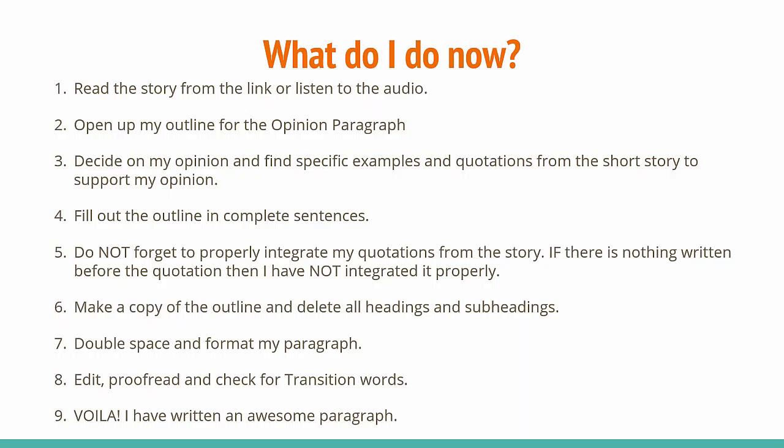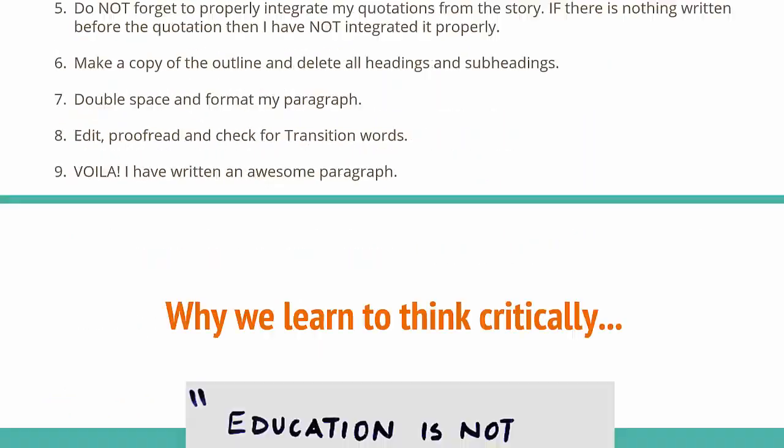Number 5. Do not forget to properly integrate my quotations from the story. If there is nothing written before the quotation, then I have not integrated it properly. Number 6. Make a copy of the outline and delete all headings and subheadings. Number 7. Double-space and format my paragraph. Number 8. Edit, proofread, and check for transition words. Number 9. Voila! I've written an awesome paragraph.